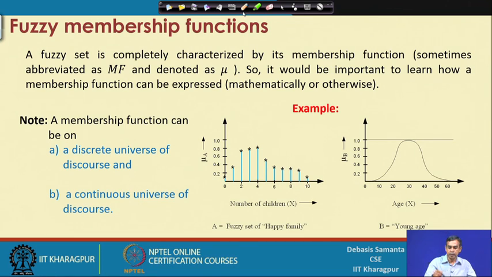In these slides we can see this is one fuzzy set and this is another fuzzy set. The difference between the two fuzzy sets here is that the elements belonging to this fuzzy set have discrete values. So, there will be no element in between 2 and 3.